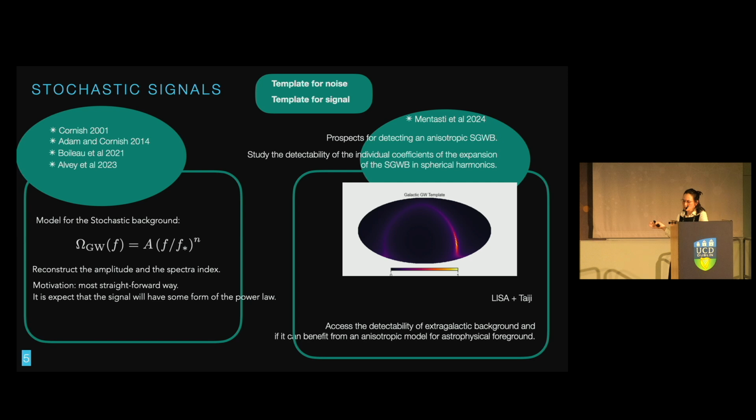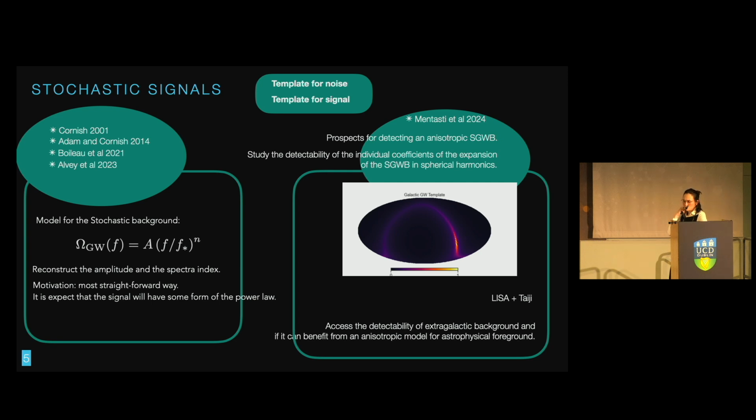So when we have the template for the noise and for the signal, this is the most straightforward approach. In this case, we assume that the model of the stochastic background is some sort of power law, and then for this power law, we try to reconstruct the amplitude and the spectral index. And for the noise, we can assume some noise from the science requirements, for example.